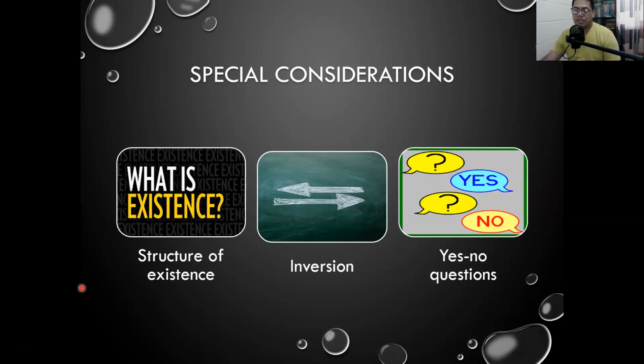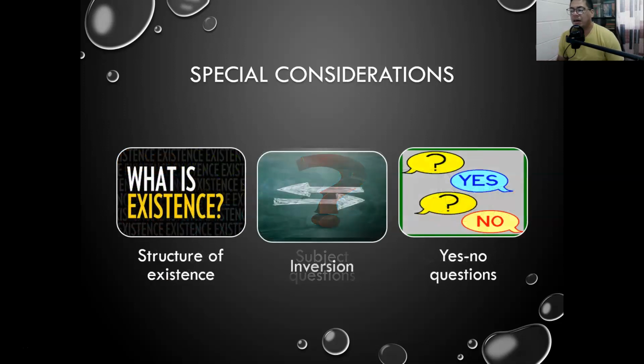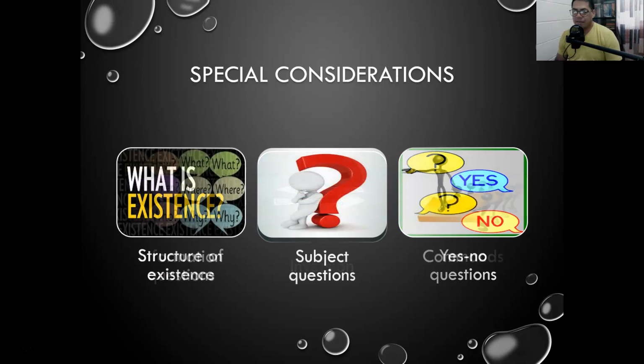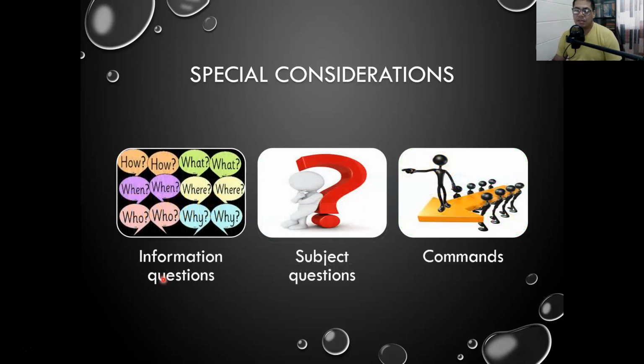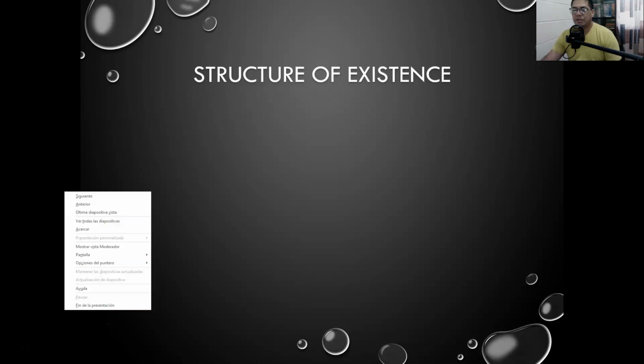Now, as you can see, we have the structure of existence as one of these elements, right? We also have the case of inversion. We have the case of yes/no questions. Then we have information questions, subject questions, and we also have commands. So let's dive right in and let's talk about the structure of existence.